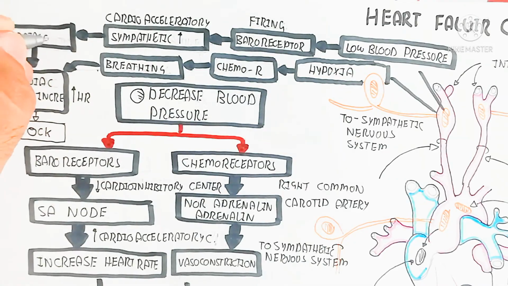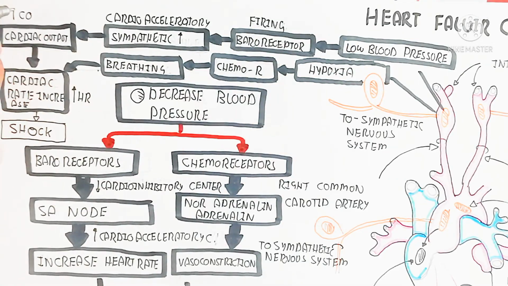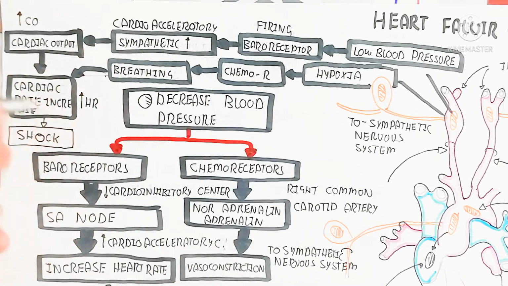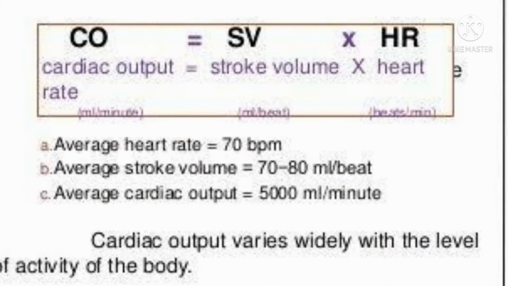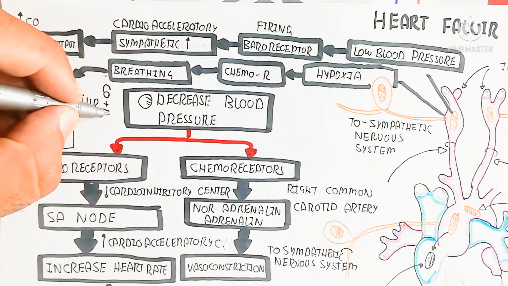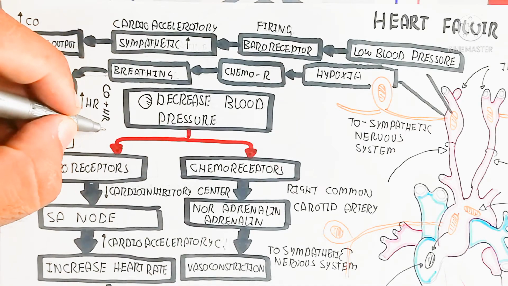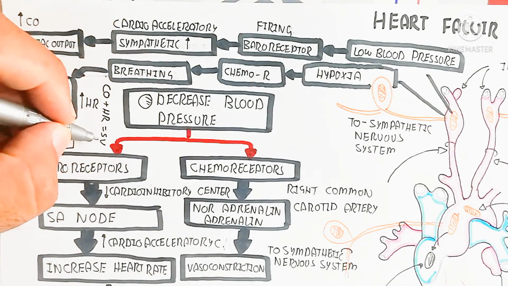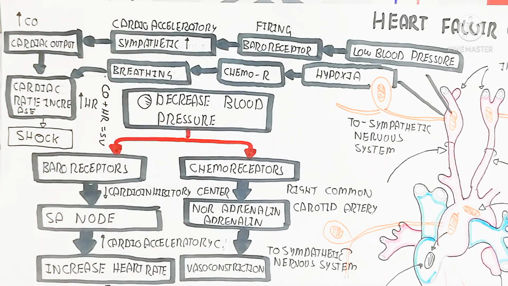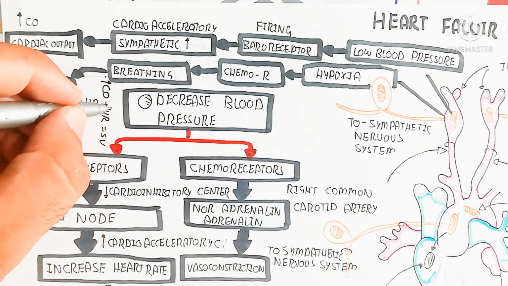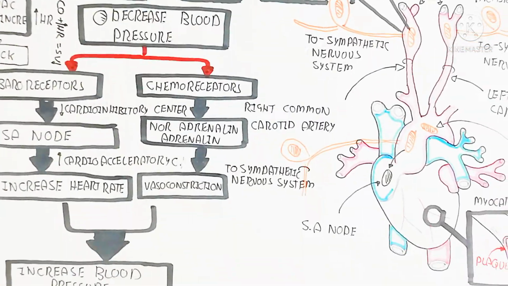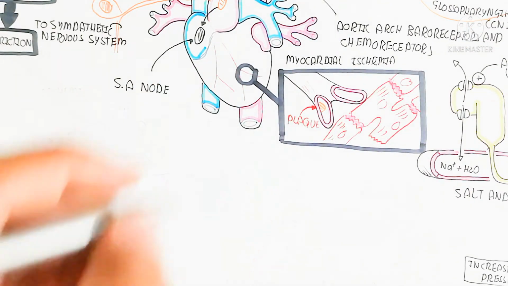Basically, cardiac output is equal to heart rate times stroke volume. So the cardiac output will be increased because the stroke volume and heart rate collectively increase. The average heart rate is 70 per minute. Here you should ignore this equation because it is not correct. So this heart rate will be increased.